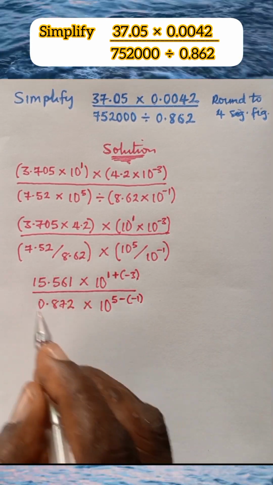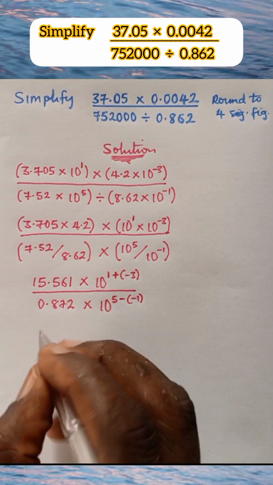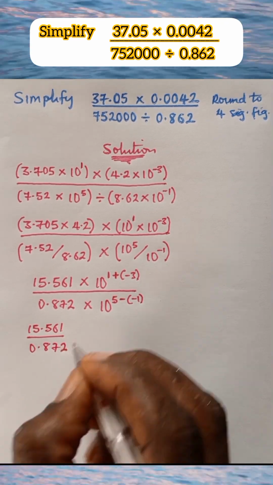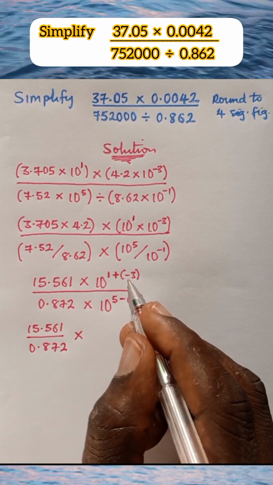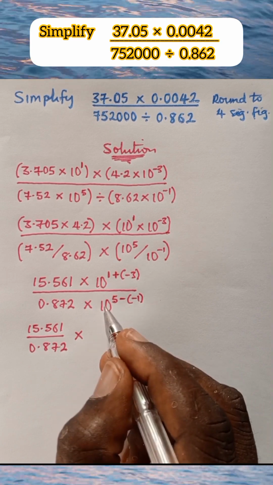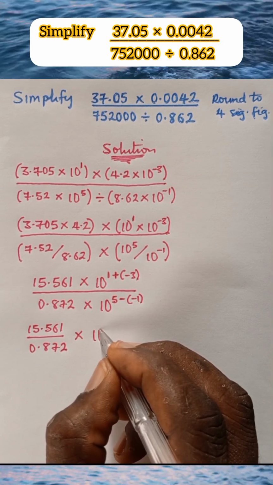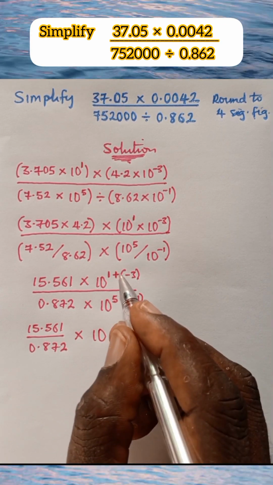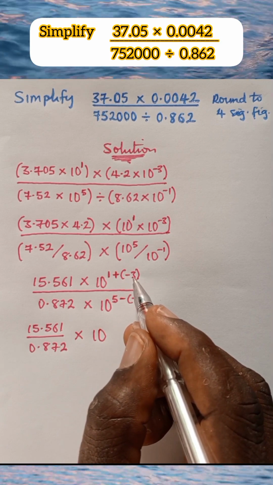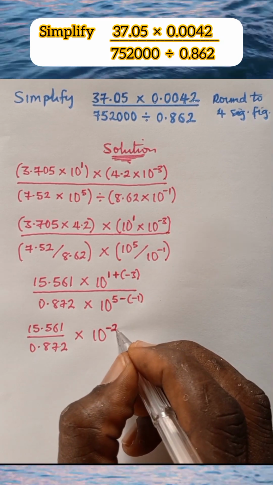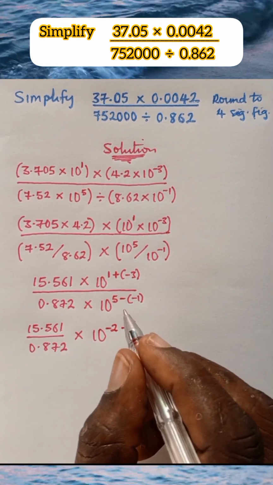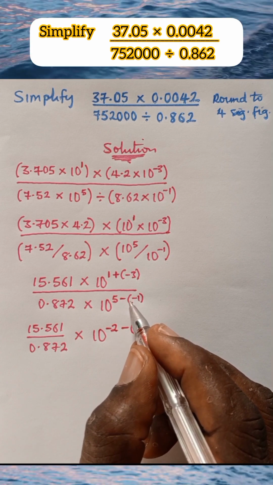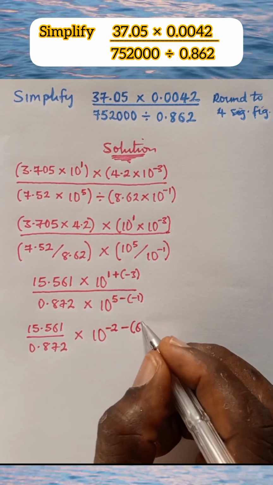So we are going to divide this part and also divide this other part. If you divide here 15.561 over 0.872, then multiply. The bases similarly again are the same, so we represent them with one base, which is 10. And since the bases are related by division, we are going to subtract their what? Exponent. But then let us look at this here. 1 minus 3 gives us negative 2. Then minus in bracket 5, minus times minus is plus, which is saying 5 plus 1, which gives us 6.